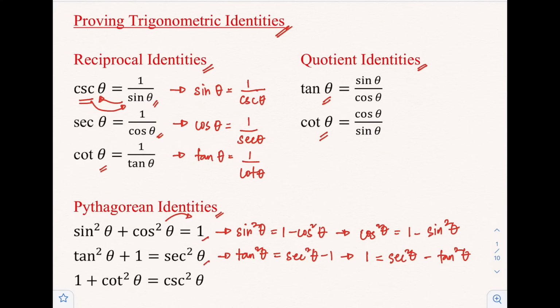Okay, last, we have 1 plus cotangent squared theta, which is equals to cosecant squared theta. So, pwede rin natin siyang i-apply kay 1, which is equals kay cosecant squared theta minus, so lipat natin yung cotangent, we have negative cotangent squared theta. Okay? Then, pwede rin siyang i-apply kay cotangent squared theta, which is equals kay cosecant squared theta minus 1.